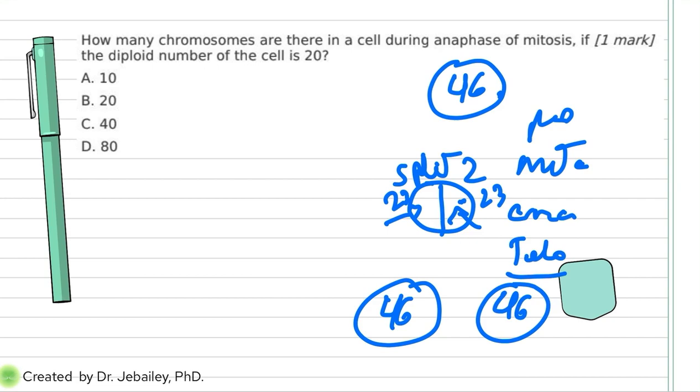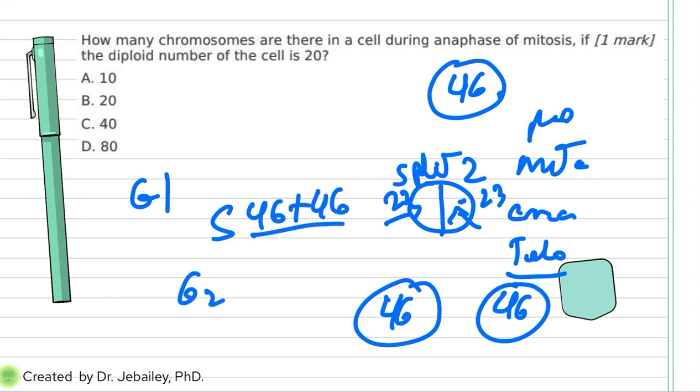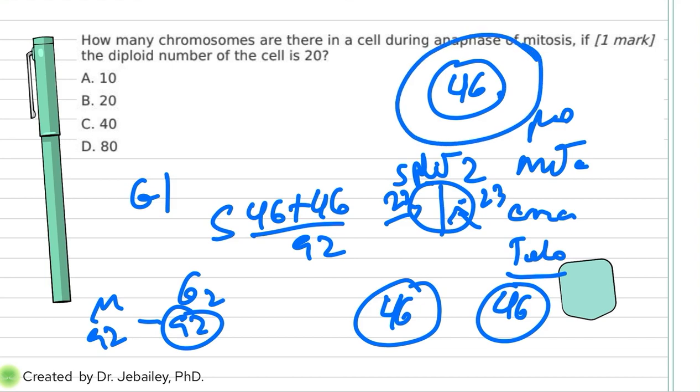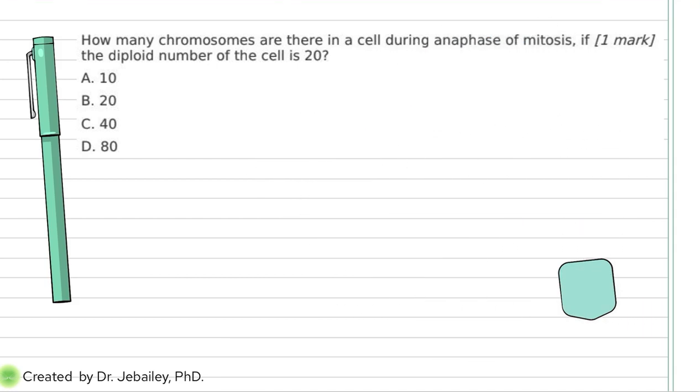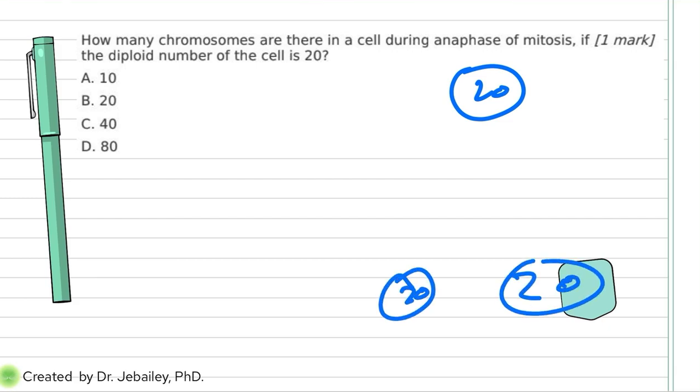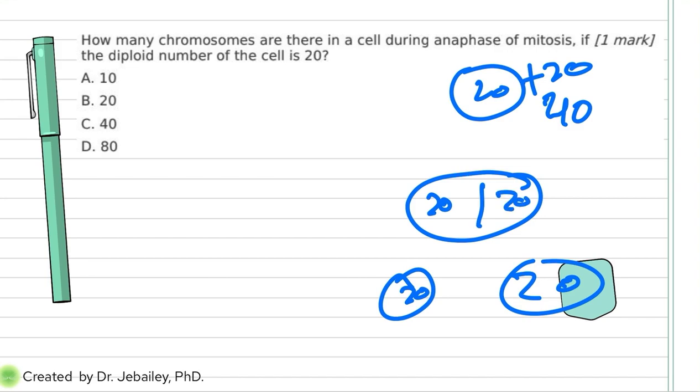No. If we remember from the cell cycle, we have G1, S, and G2. What happens in S? You had 46, and you had to make a copy. So now what do you have in total? 92. So when you start mitosis, you start with 92 if your diploid is 46. In this case, the diploid is not 46. The diploid is 20. You want to end up with 20 and 20. So what do you start with? The double of it, which is 40. So when you get to anaphase, you're going to have 20 going to one side and 20 going to the other side. So once again, the answer is C.